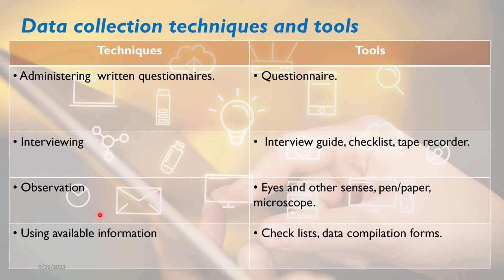Then the third method which is used for data collection is obviously observation. You have to observe certain things. That observation can be done by simply sitting somewhere and observing those experiments or something. You can use pen and paper as well. You can use a microscope. You can use any other machine as well.